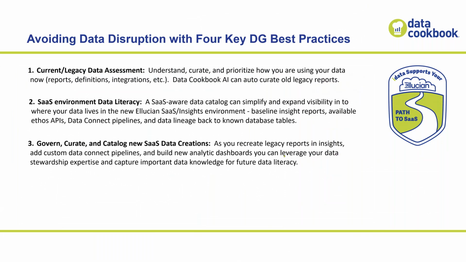So as you create new reports and insights, add new pipelines to load information in insights, build new dashboards or experience cards or whatever, and define new things, you want to capture that in the catalog so that you know, hey, this new report is using this definition, this is how we're documenting it, and it matches what we had documented with the legacy system.